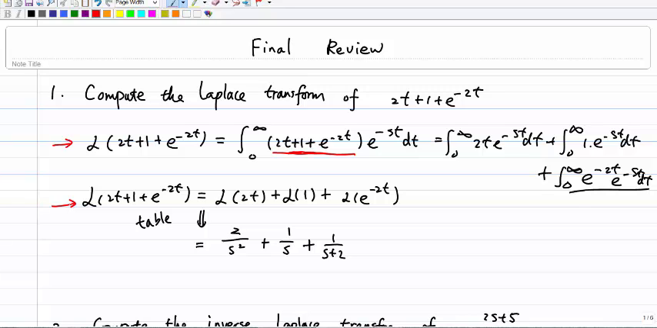By using the linear properties, we can do the Laplace transform. This one is split into three parts: the Laplace transform of 2t, the Laplace transform of 1, and the Laplace transform of e to the minus 2t. For 2t, pull the 2 outside; the Laplace transform of t is 1 over s squared, times 2 gives 2 divided by s squared. The Laplace transform of 1 is 1 over s, and the Laplace transform of e to the minus 2t is just 1 over s plus 2. Okay, so that's it.